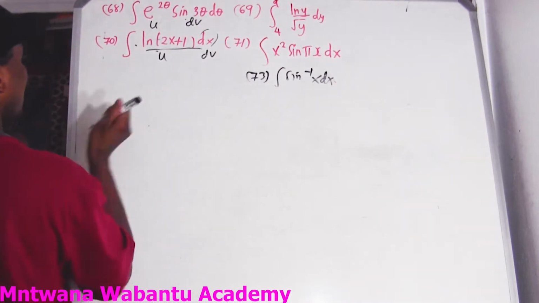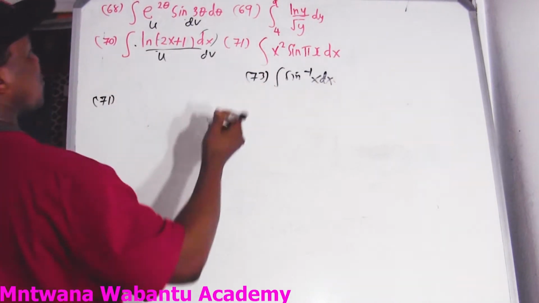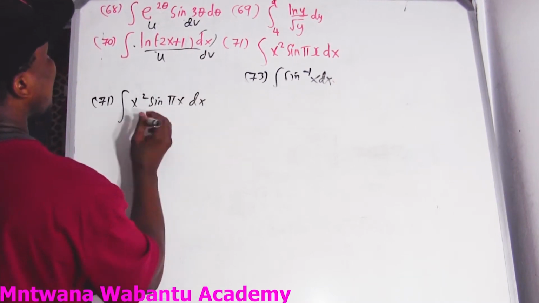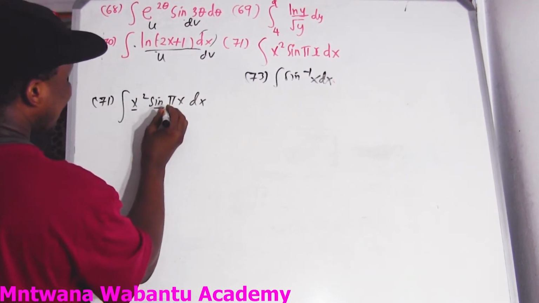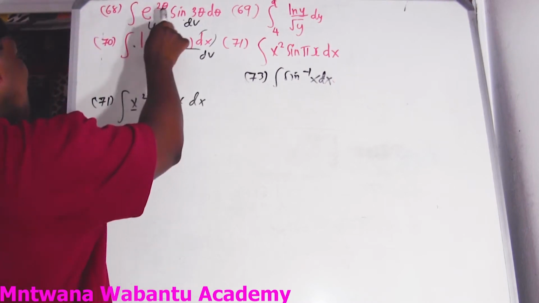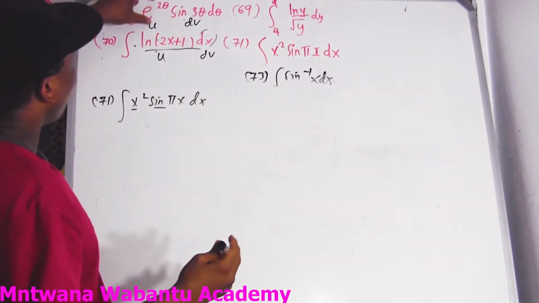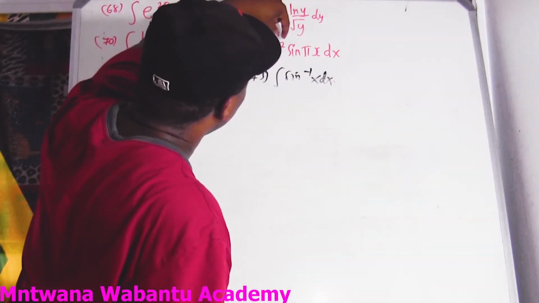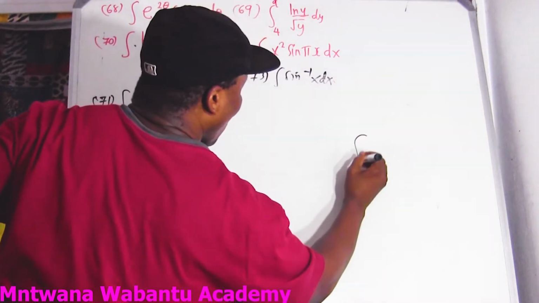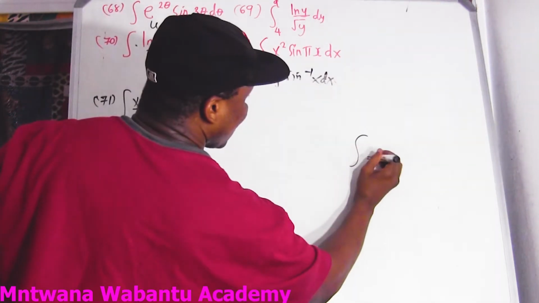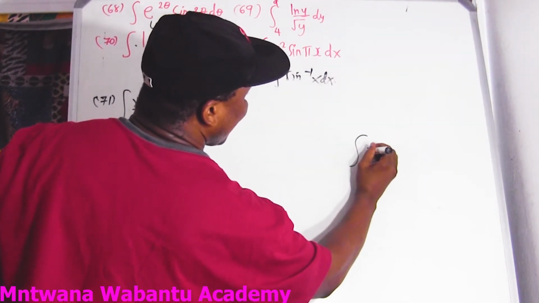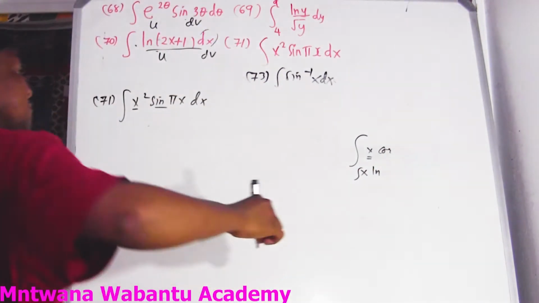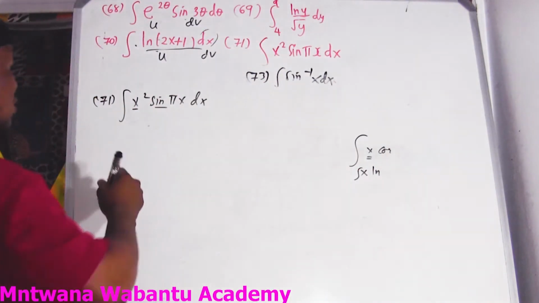Question number 71. This one seems also by parts, so integral of x squared sine pi x dx. By parts, if you have something with a sine or something with a ln, something with a trig, that's how you do by parts. If there's something with a trig or something with a ln, or inverse of trig, that's by parts. So now let's come for this.